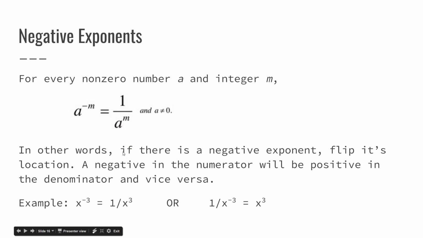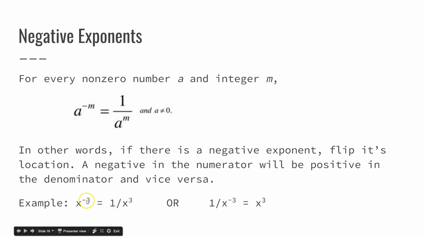So in other words, if there is a negative exponent, like negative m, flip its location. Whatever base it's attached to, say it's on the top of the fraction, just move it to the bottom to make it a positive exponent. If your negative exponent is on the bottom of the fraction, bring it to the top to make it positive. So I have two examples at the bottom.